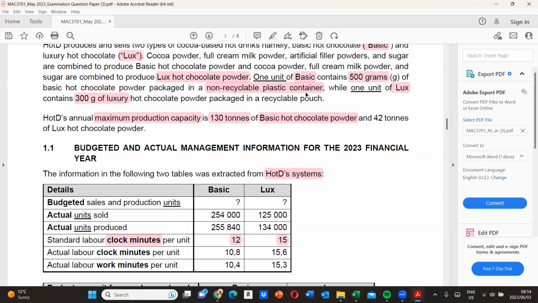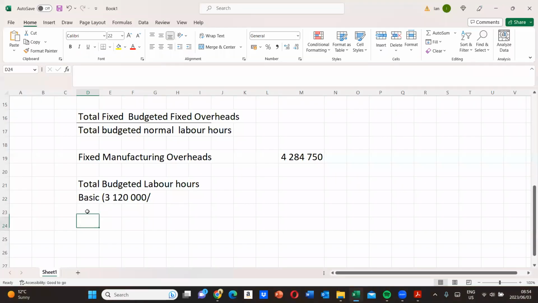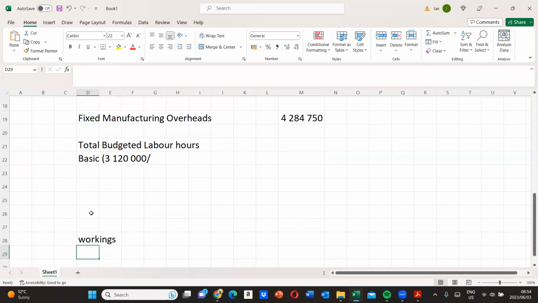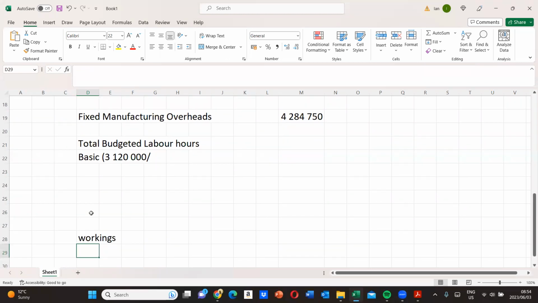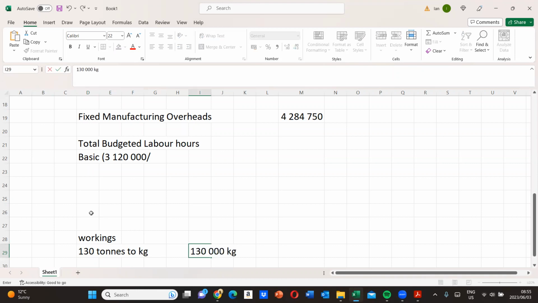Instead of working with 500 grams, you can now work with 0.5 kgs. So in this regard, you could convert. Maybe let's say workings: 130 tons to kgs. In this regard, 1 ton is equivalent to 1,000 kgs. So in this case, we'll give you 1,000 kg.